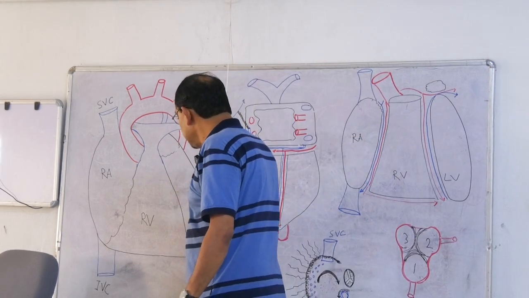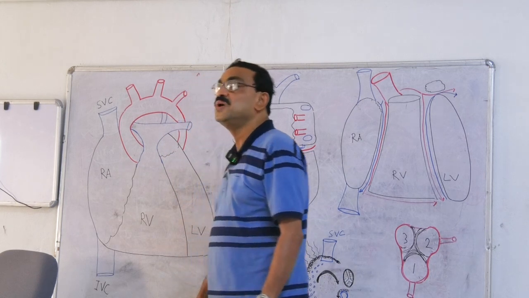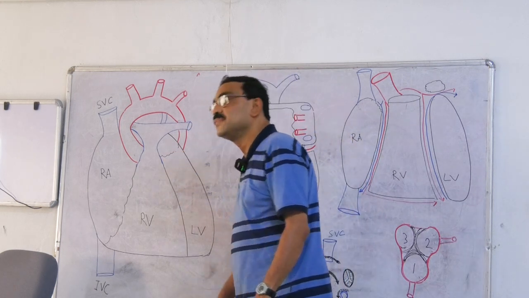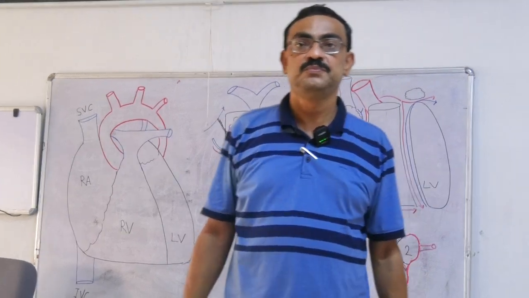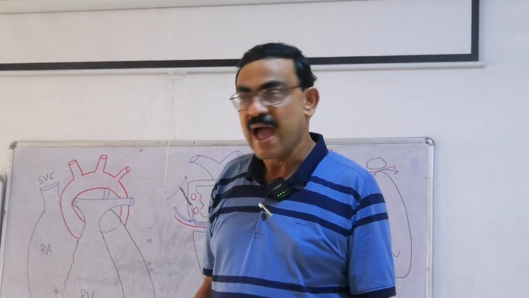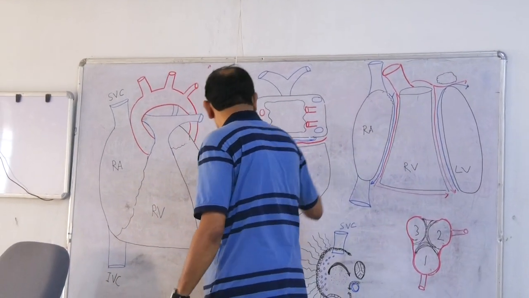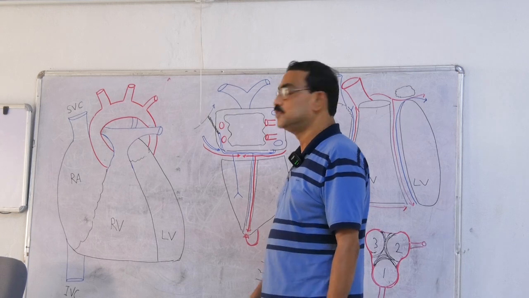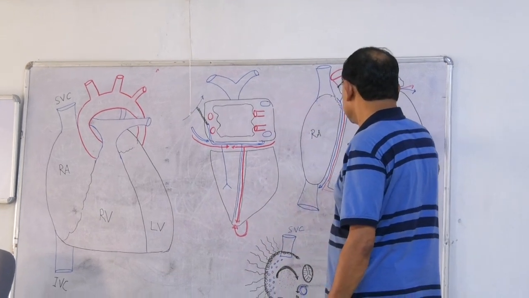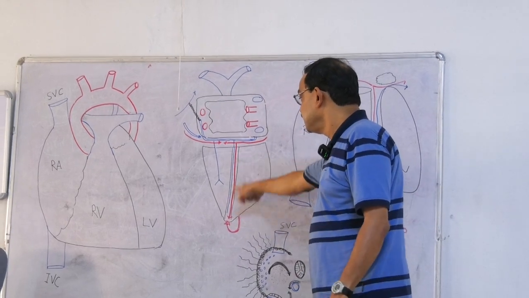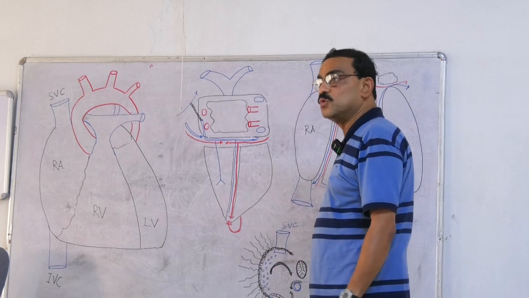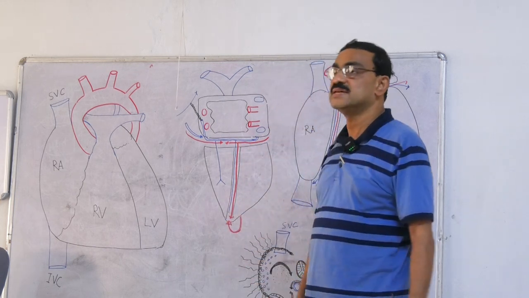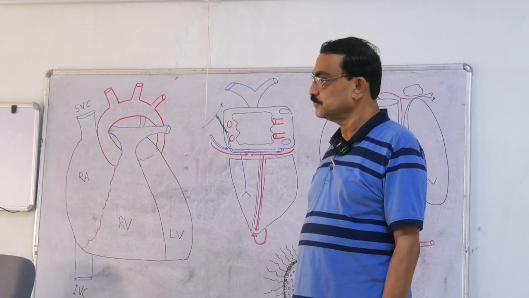Another groove we can find is in between the right ventricle and the left ventricle, and also behind, between the right ventricle and the left ventricle. This is the interventricular groove. One is the atrioventricular groove, and this is within the ventricles. Behind we can see this is the right ventricle and this is the left ventricle. This is the anterior part of the interventricular groove, and this is the posterior part of the interventricular groove. Okay.